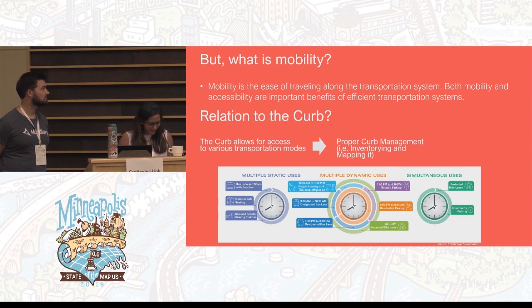Love my cheesy effects. However, managing the curb is becoming increasingly complex, and it's a critical task because of the multiple demands for moving people and freight. So think about like short distance deliveries and how it's also changing traffic and the way people move along the curb. It's blocking bicyclists, it's blocking pedestrians.